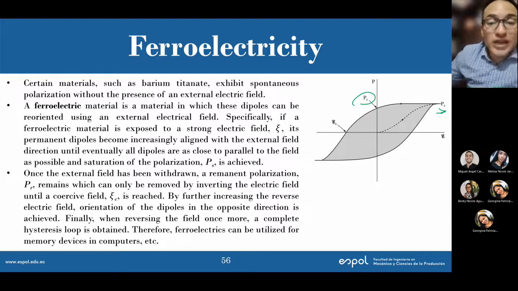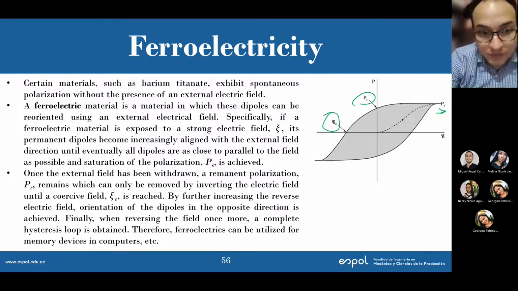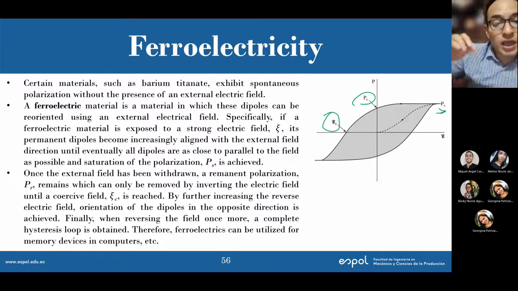And I need to invert my electric field until I reach a coercive field. Once I reach my coercive field, if I increase it, I can finally orientate the dipoles in the opposite direction. So if they were in that direction, now I can orientate all my dipoles in the opposite direction, right? So basically I will be here.